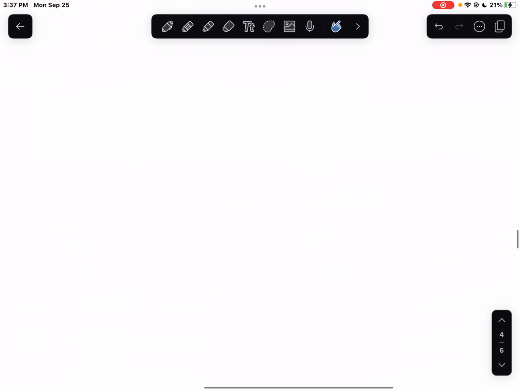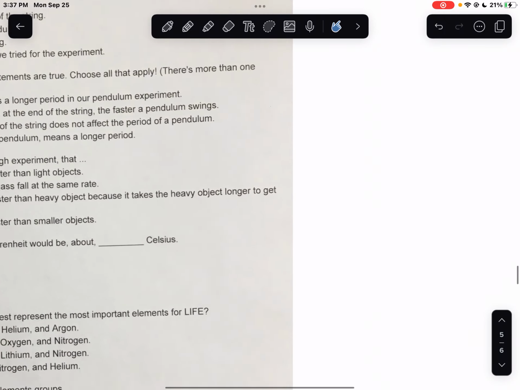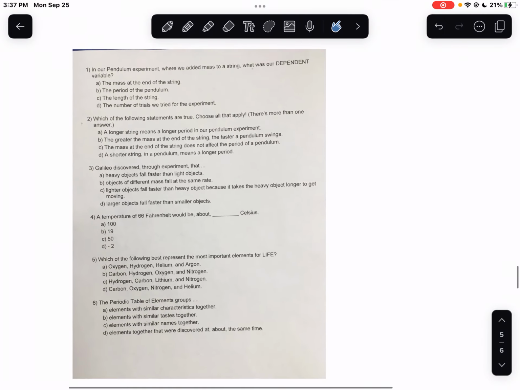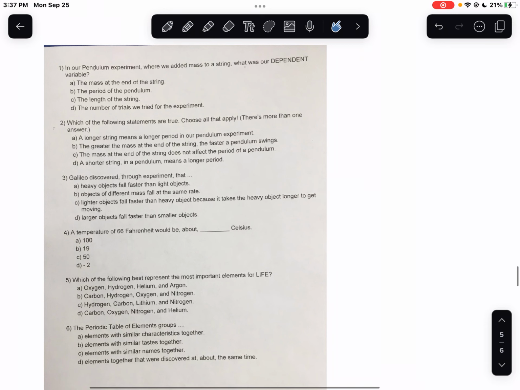Moving on from there, we had a little bit online anyway of our test corrections. This was our most recent test right here. Please look for the corrections online, but when we're going through these, I'll try and fly through these as quickly as I can. But our pendulum experiment where we added mass, let me use a highlighter there so you see where I'm reading. In our pendulum experiment where we added mass to the string, what was our dependent variable?